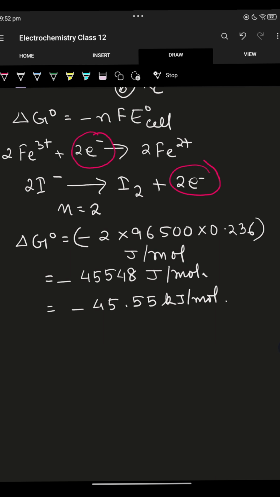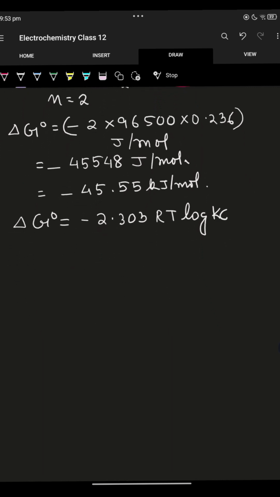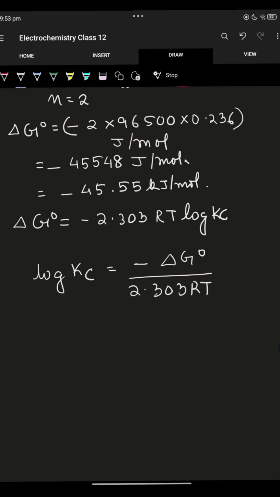And again, I know that if I have to find Kc, the relation of delta G naught with Kc is delta G naught equals minus 2.303 RT log Kc. So in that case, I can find log Kc first. To find log Kc, log Kc is equal to minus of delta G naught by 2.303 RT.